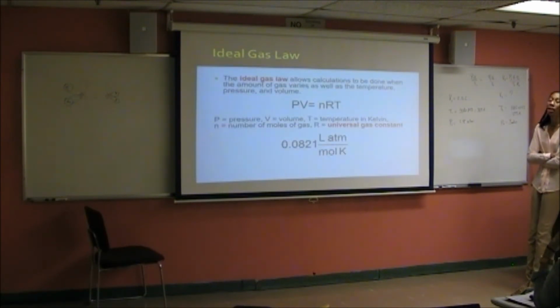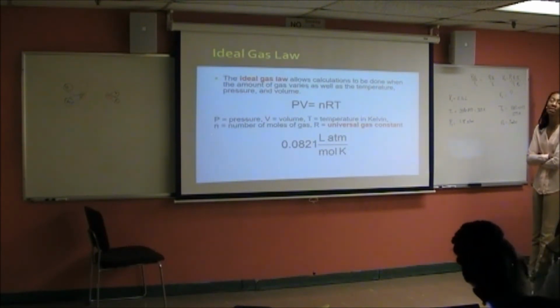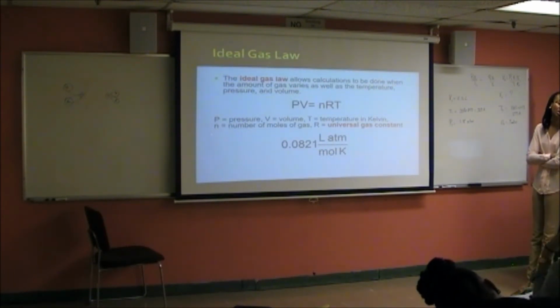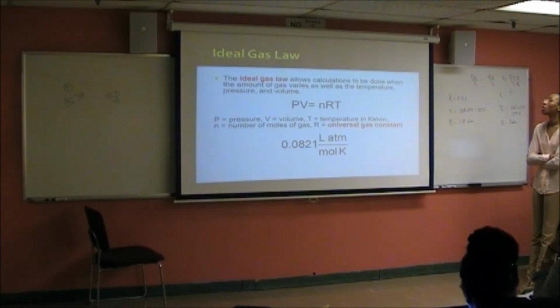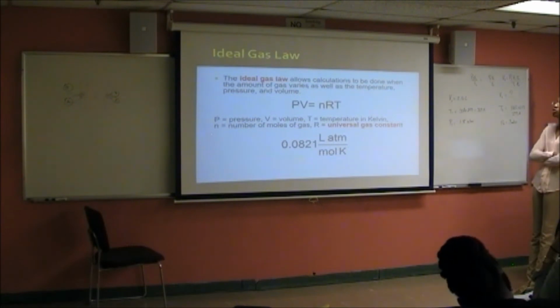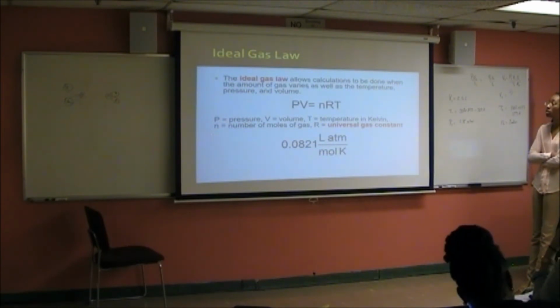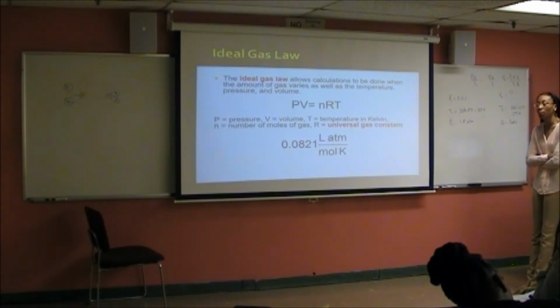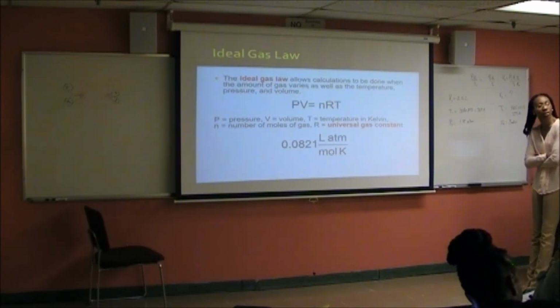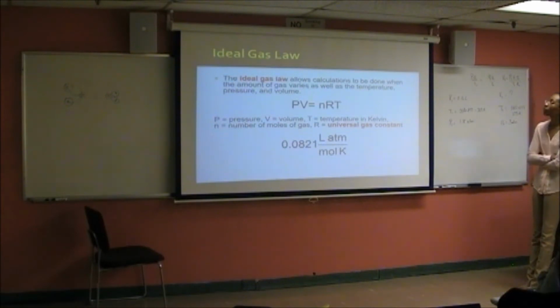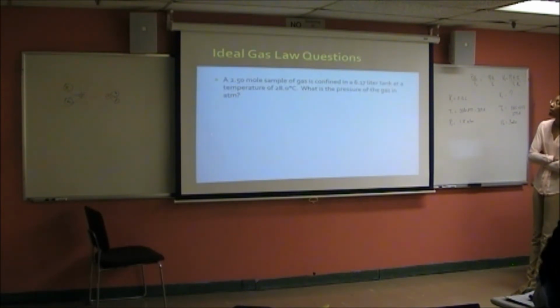Okay, now, ideal gas law. Our formula for our ideal gas law is PV equals nRT, where R is your universal constant, n is the number of moles, T is your temperature in Kelvin, V is volume, and P is pressure. The universal gas constant that we are going to use is 0.0821 liters ATM per mole Kelvin. Okay? Let's take a question.